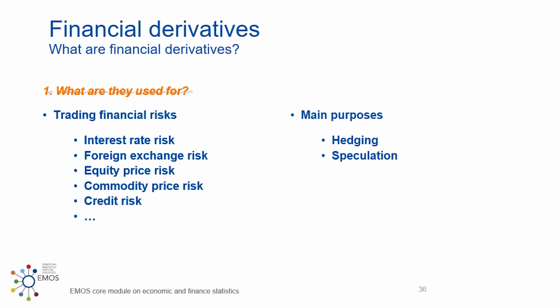First of all, the question is, what are they used for? A very short way to put it is that financial derivatives are a tool or an instrument to trade financial risks. What kind of risk are we talking about? You can see the list here. All kinds, basically. There is interest rate risk, there's foreign exchange risk, there's equity price risk. The commodity market can use financial derivatives, and you can also use them for credit risk.